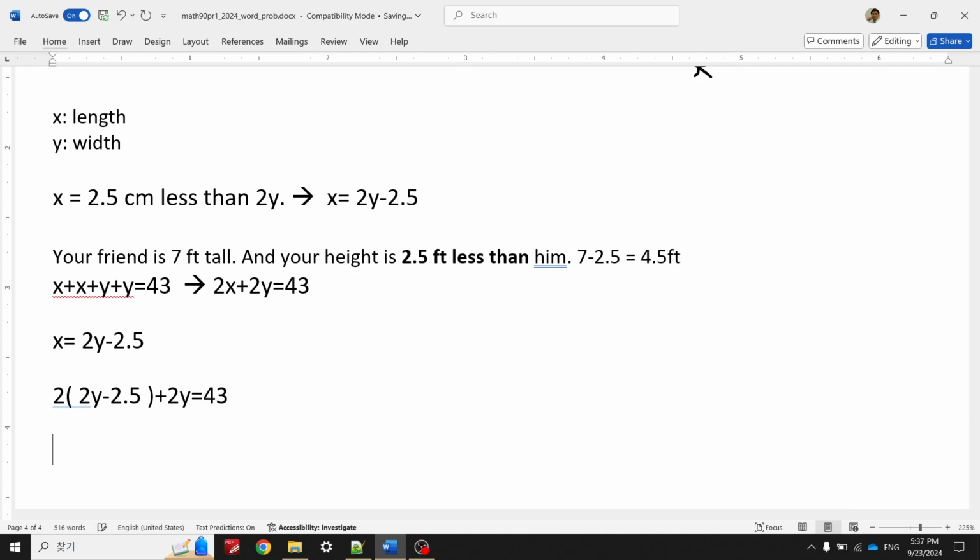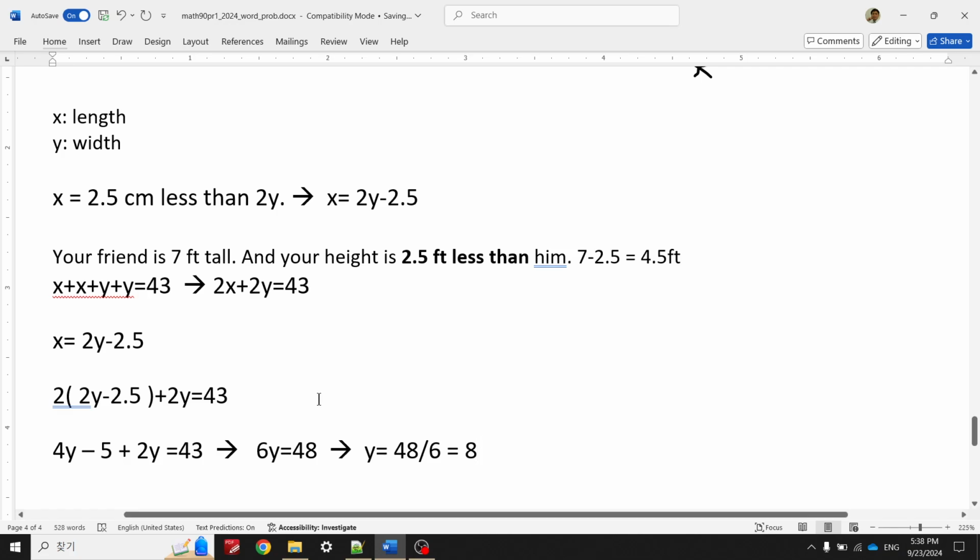And then you multiply by 2, expanding, you get 4y. What's twice 2.5? 2.5 plus 2.5 is 5, minus 5 plus 2y equals 43. So that if we add 5 both sides, we get 6y equals 48, which would imply that y is equal to 48 divided by 6. What's that? 8. Okay, so we have 8 centimeters.